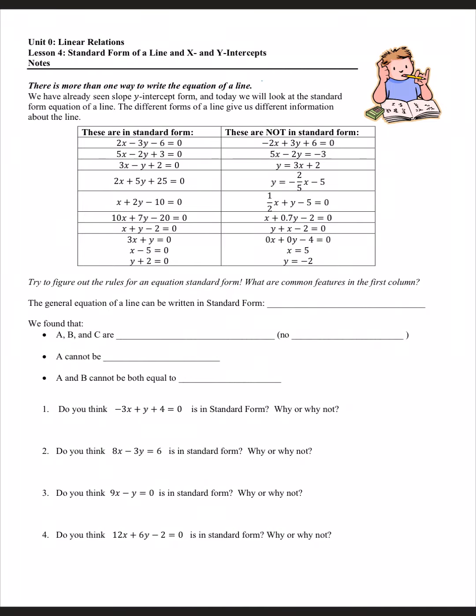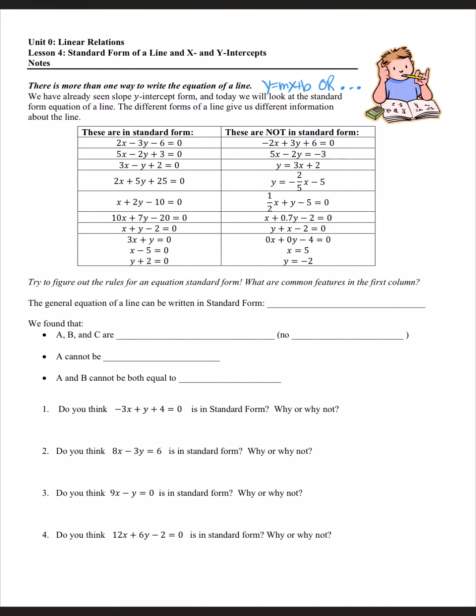We can use y equals mx plus b, which is what we've learned about so far in this unit, or we can use standard form, which is what we're going to look at down below. So today we will look at the standard form of equation of a line. The different forms of a line give us different information about the line. So have a look. We're going to talk about and highlight some of the key points here.